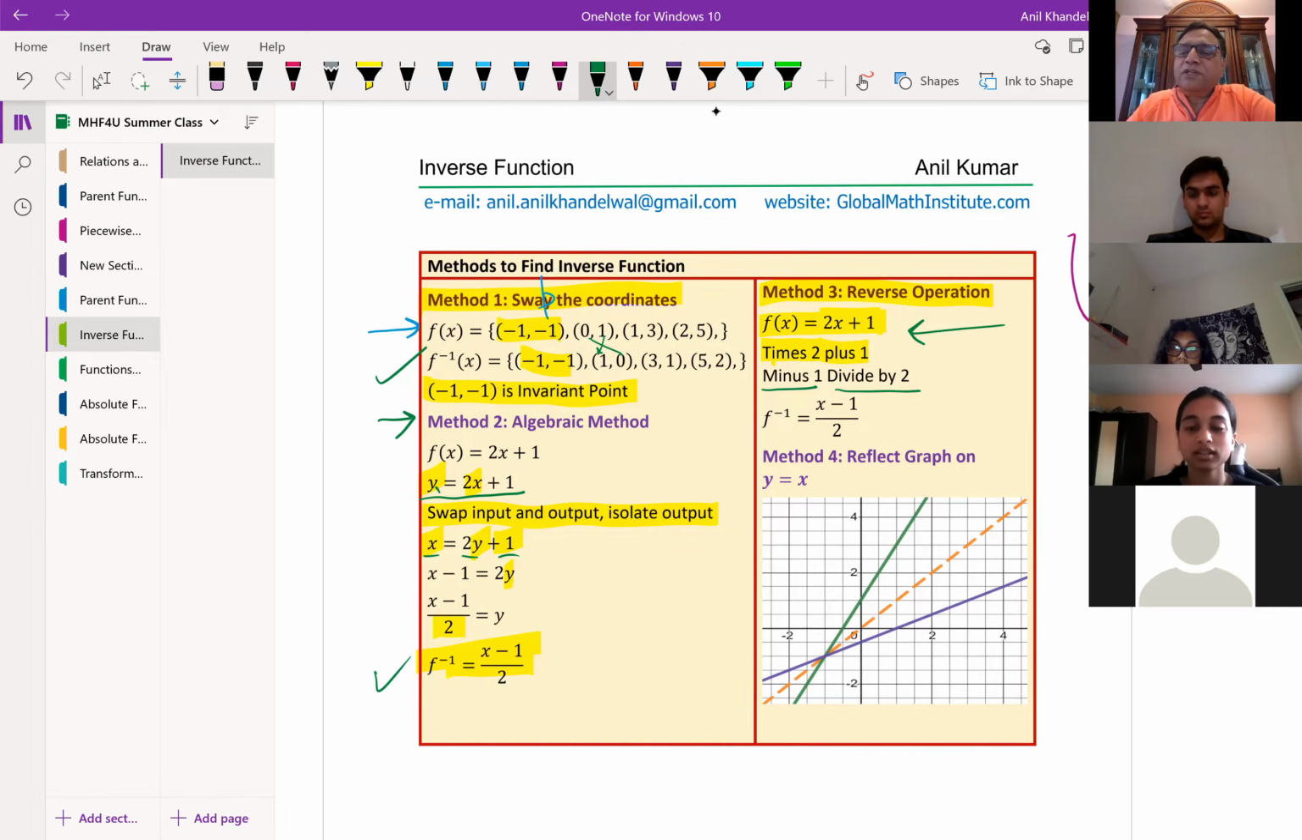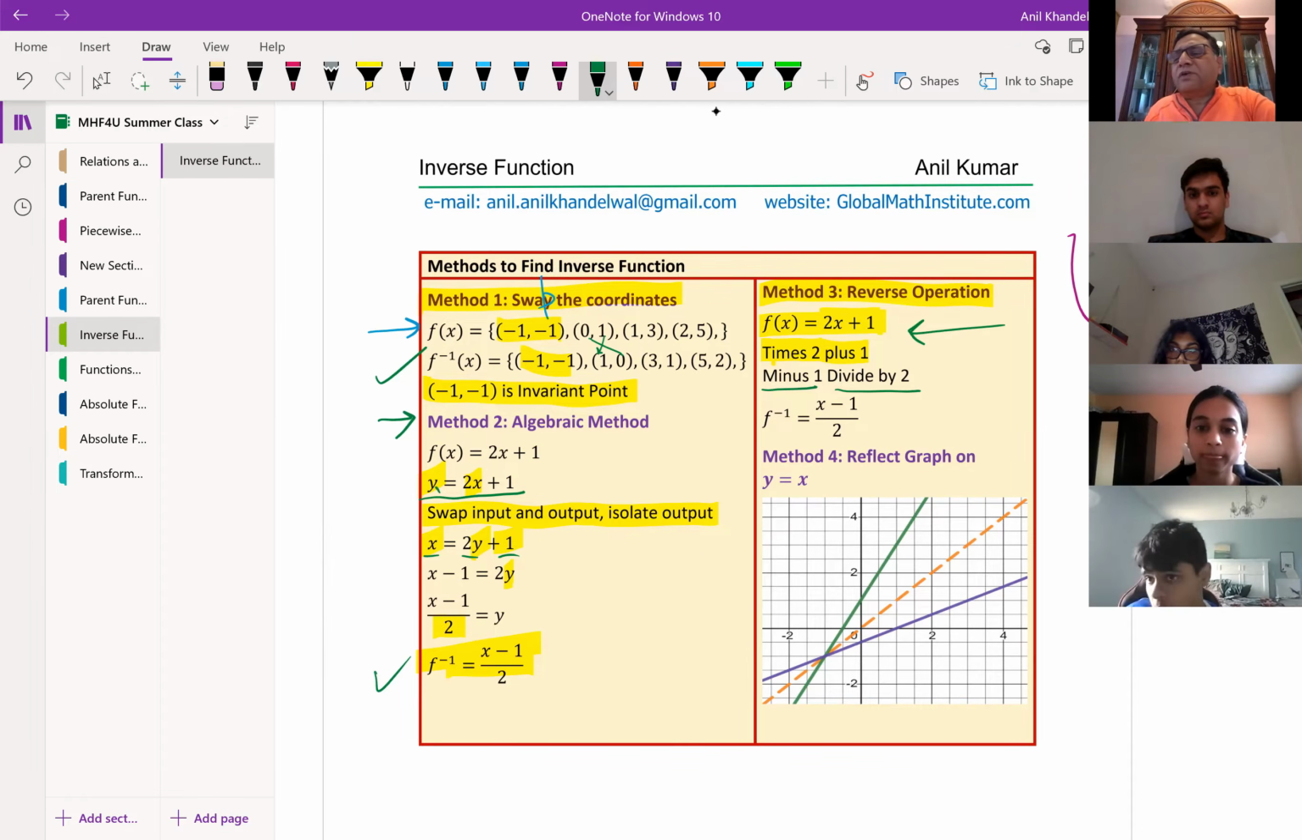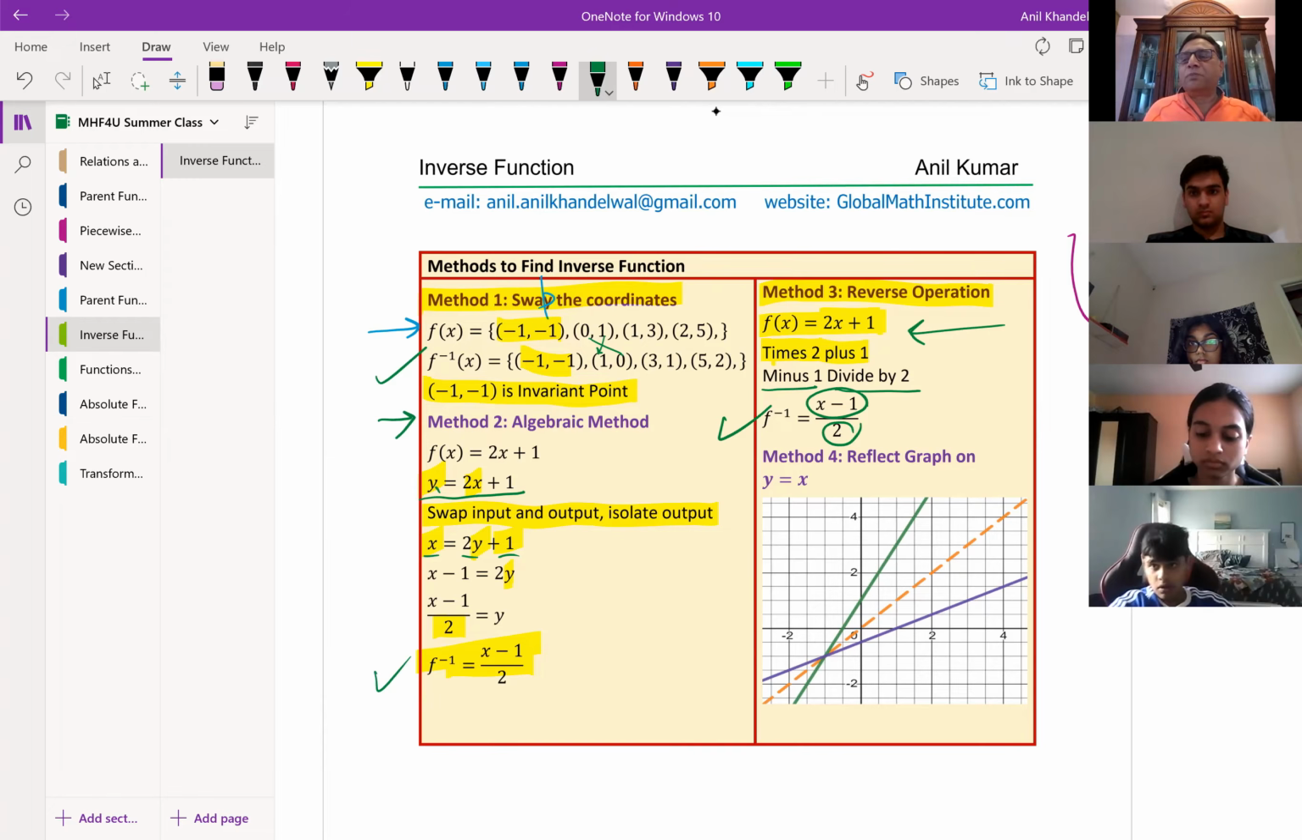Now we are doing the third method, which is reverse operation. So 2x plus 1 really means multiply by 2 and add 1. Reverse operation is subtract 1, divide by 2. Is that clear? While going forward, we went times 2 plus 1. Coming back, minus 1 divided by 2. You get x. Minus 1 divided by 2, you get the inverse. So easy. Without using any algebra, just reversing the operation, we get the inverse of our function. Did you see this third method, how easy it is?